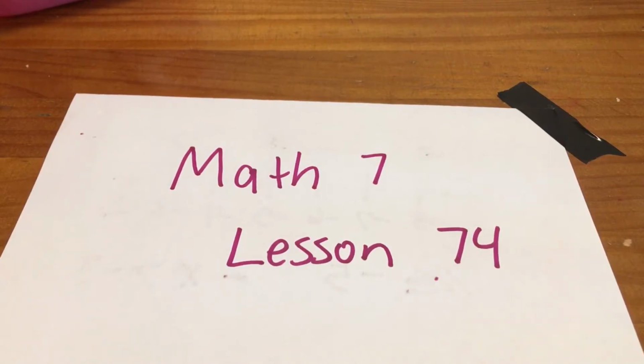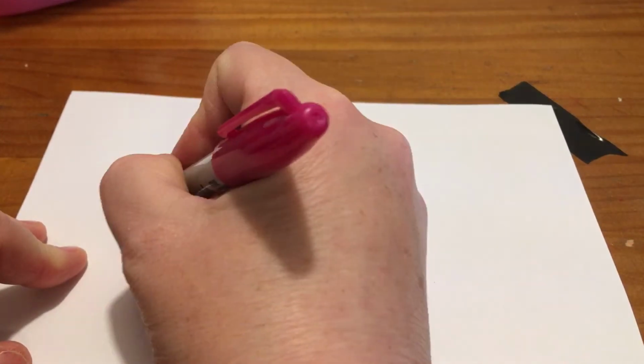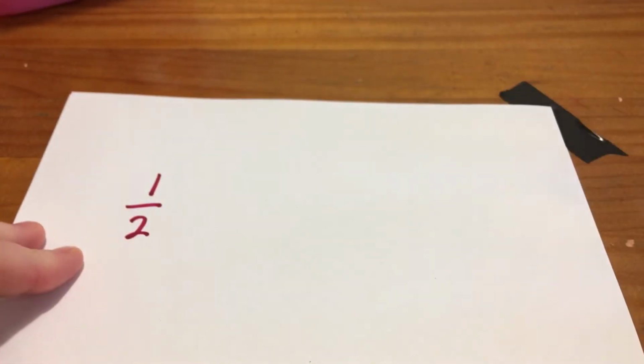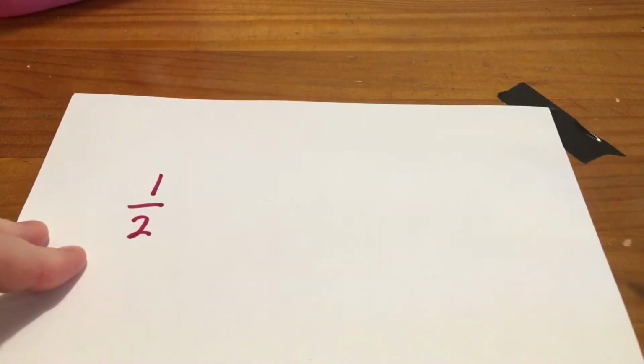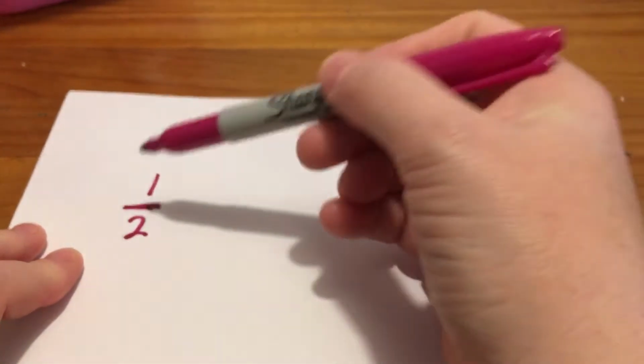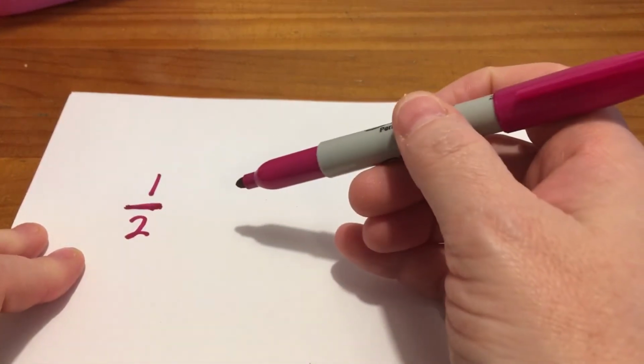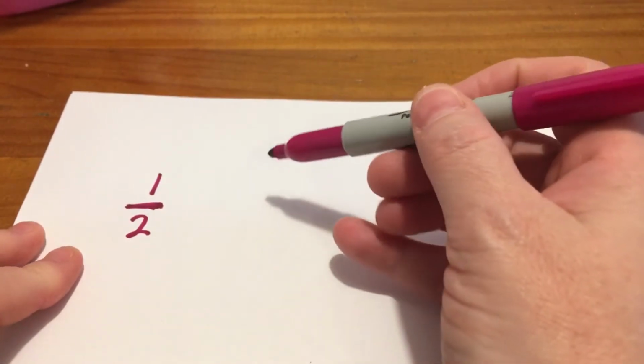Today we're going to be going over your lesson 74 in your book. Today's lesson is teaching you how to write fractions as decimals. For example, we have the fraction 1/2. But this sign here also means divide, so you can also read this as 1 divided by 2. To turn a fraction into a decimal, you simply have to divide.